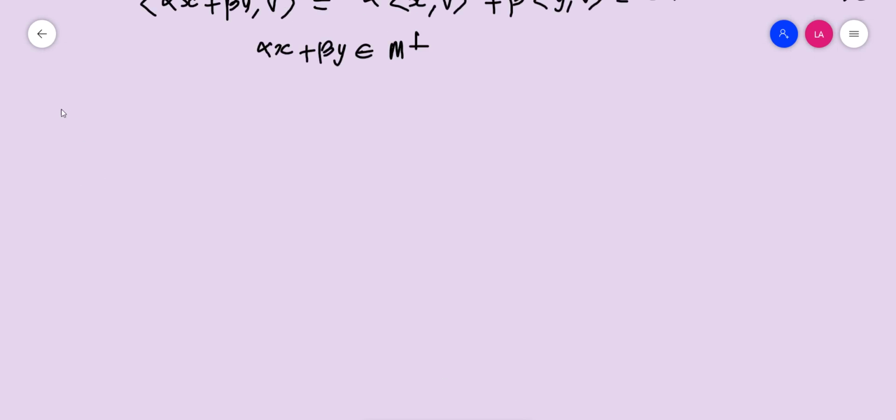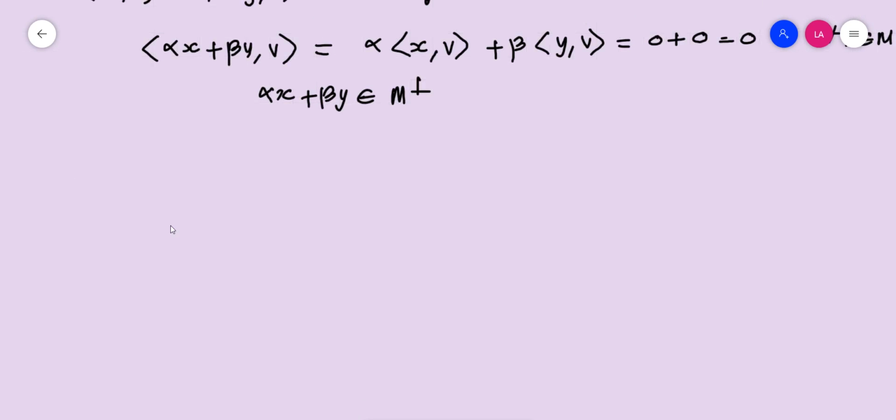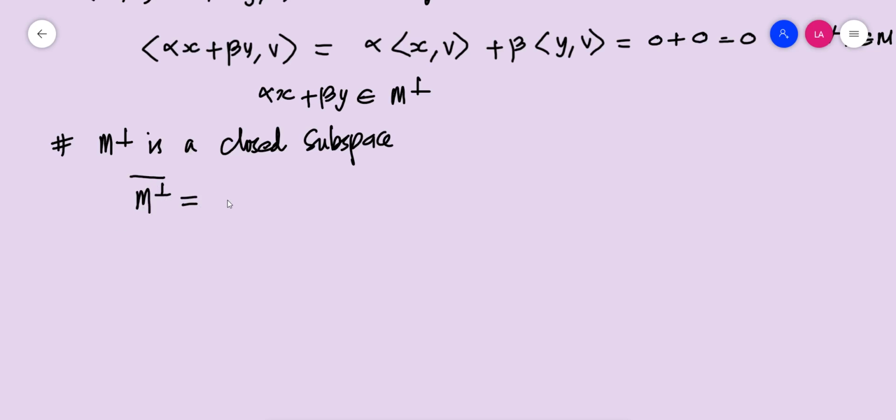The second property of M perpendicular is that M perpendicular is a closed subspace. That's the second property. So now, in order to prove this, we have to prove that the closure of M perpendicular should be equal to M perpendicular.